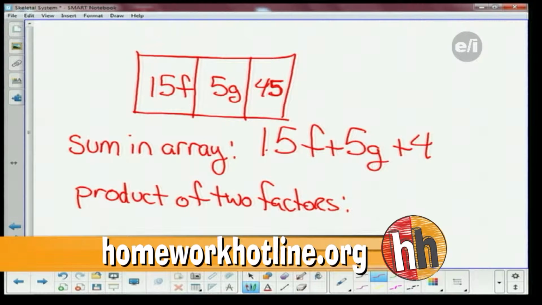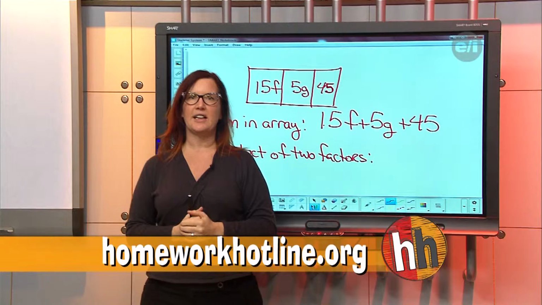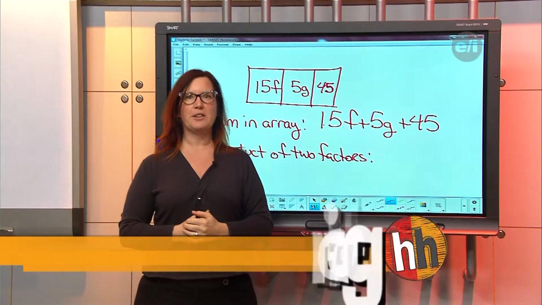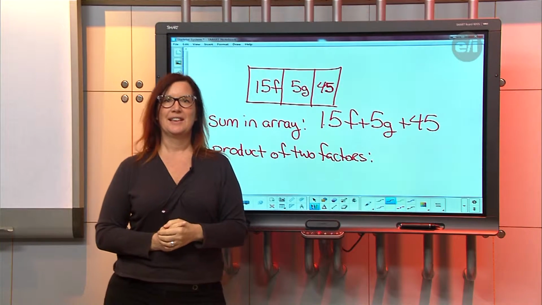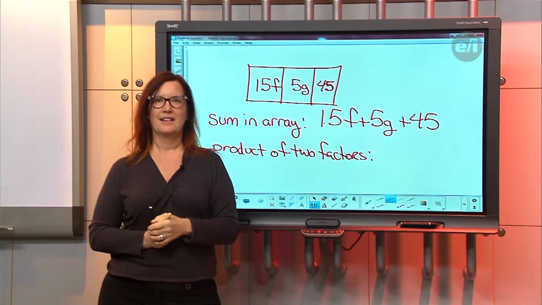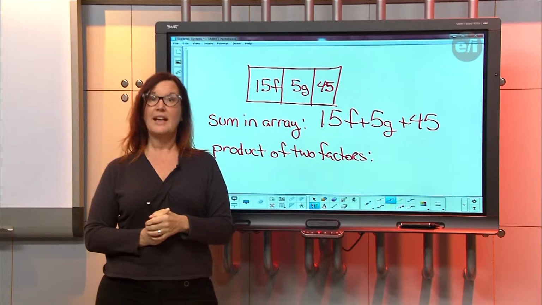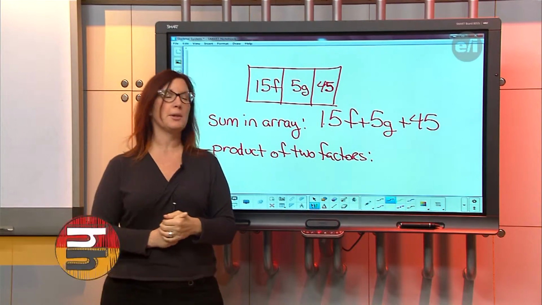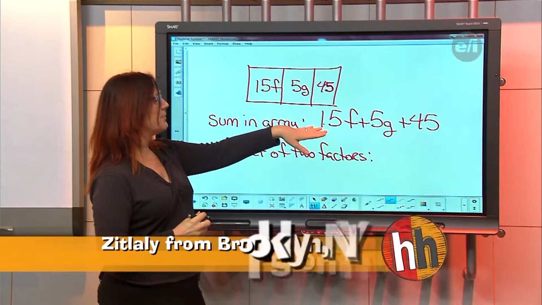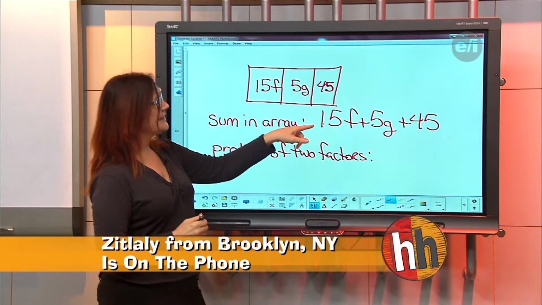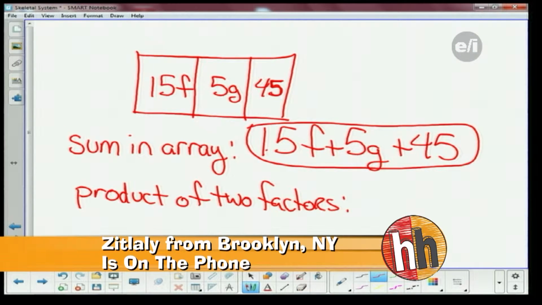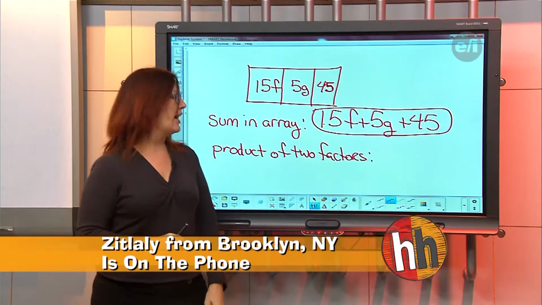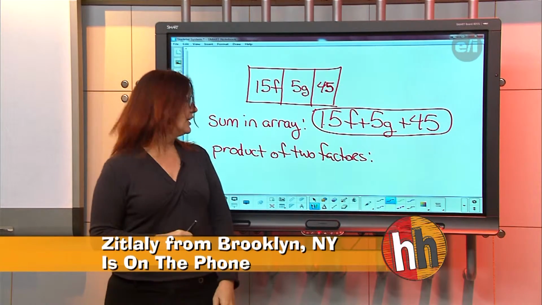And I'm going to ask you a quick trick question now. Can I add the 15F to the 5G? Can I do 15F plus 5G and we'll get like 20? No, you can't. Why can't you do that? Because it doesn't have the same terms, I think. Right, they don't have the same like terms. You used a great vocabulary word. So they don't have like terms. So we're actually done with this first part. This is the sum of the array. It's 15F plus 5G plus 45. That's the easy part. Now we're going to try and find showing it as a product of 2 factors, okay?